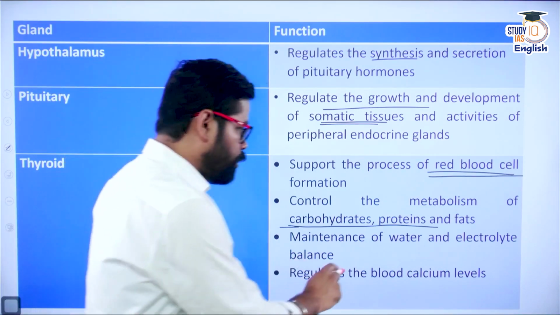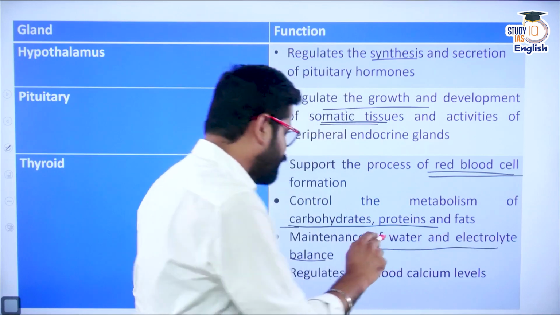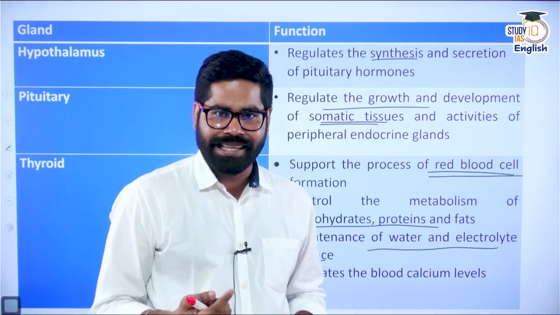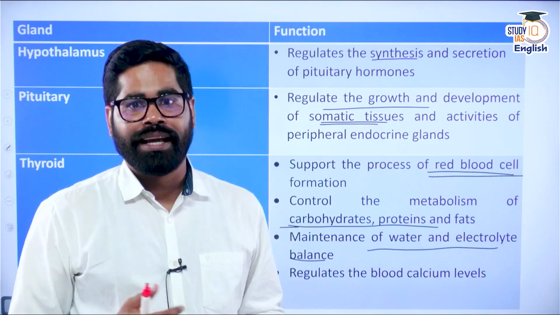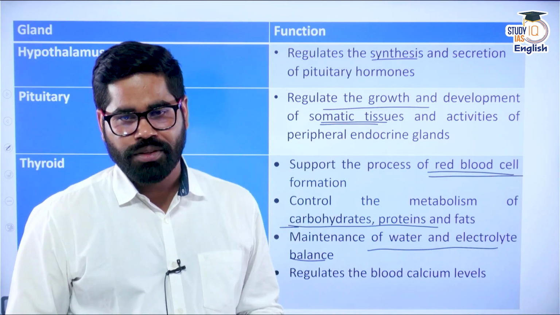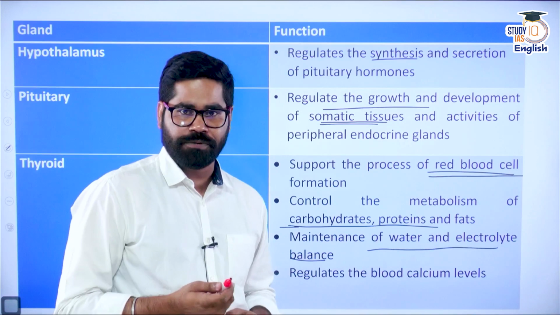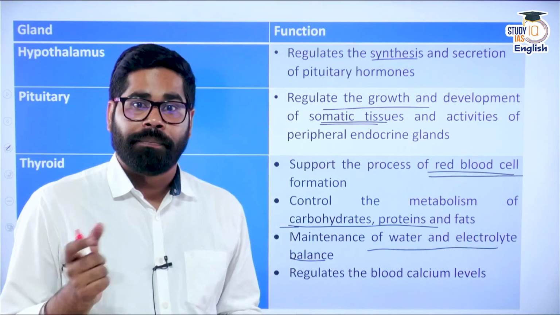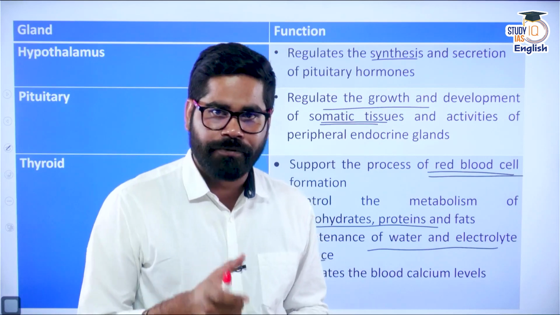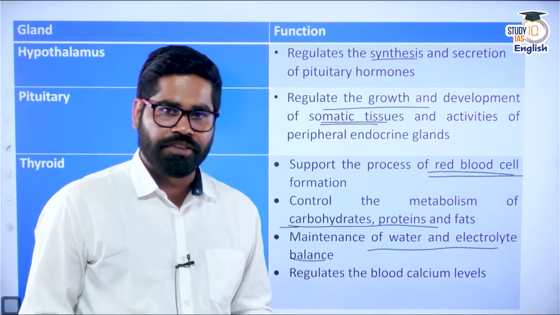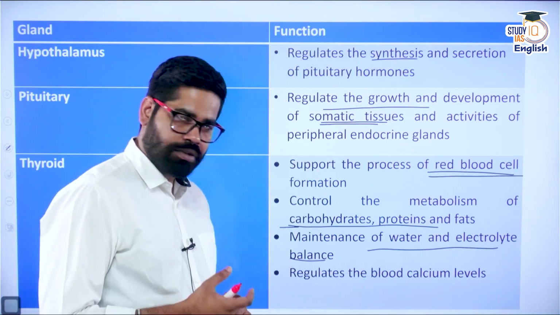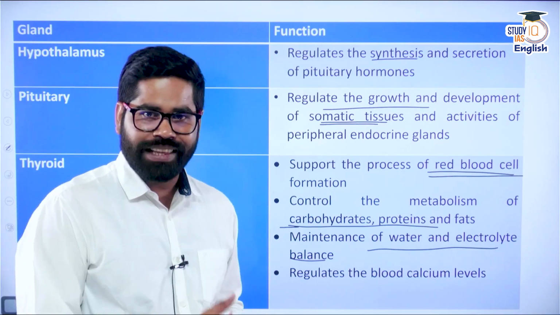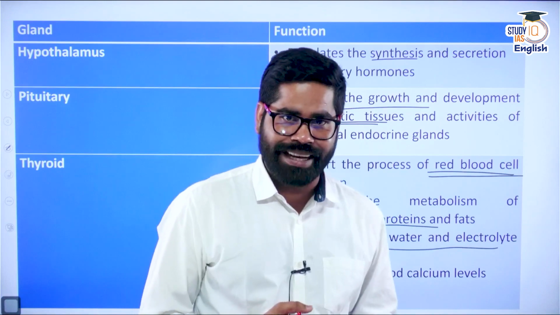It is also maintaining water and electrolyte balance, and at the same time it is also balancing the calcium level in the body. So the thyroid gland is performing all these functions, from the manufacturing of red blood cells to the metabolism of carbohydrates, fats and proteins, maintenance of calcium level, and also the water and electrolyte balance. So all these things are being performed by the thyroid gland.